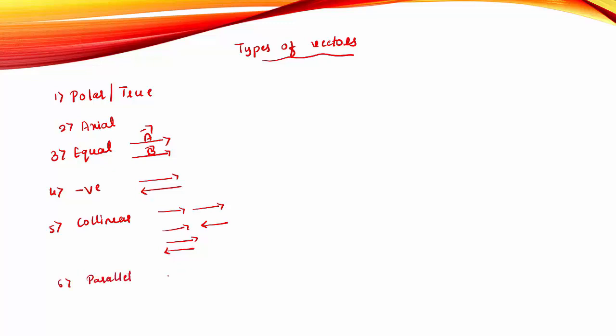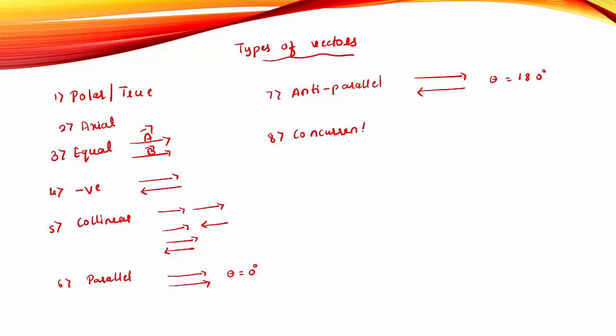The next one we studied is parallel vectors. Parallel vectors means both vectors are parallel to each other, that is, the angle between them is 0 degrees. When it comes to anti-parallel vectors, both have opposite directions. The first vector is along the right side and the second vector is along the left side. This is anti-parallel. The angle between them is 180 degrees. Then we studied concurrent or co-initial vectors. Concurrent vectors are vectors having the same initial point.